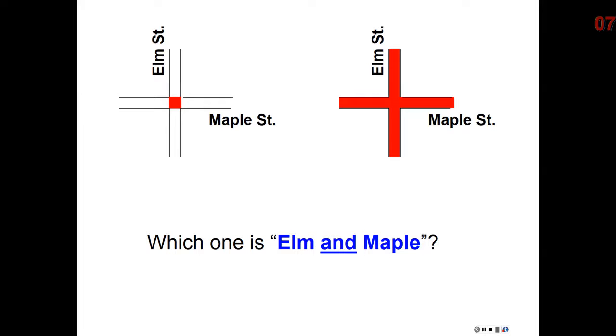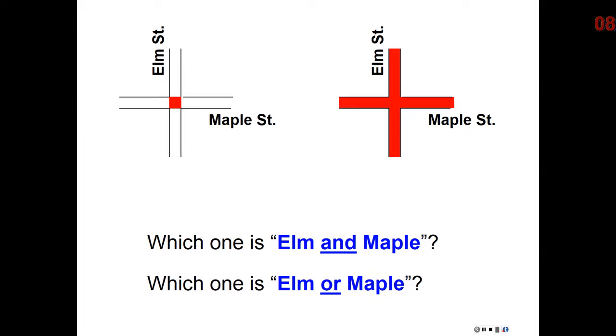The one on the left is true. Elm and Maple both have to be true. The only way both are true is if you're standing in the intersection, on both Maple Street and Elm Street. If you're standing here, you're only on Maple Street. If you're standing here, you're only on Elm. So this is why I go through the slideshow, because if you don't get and or or, you're going to really struggle with probability.